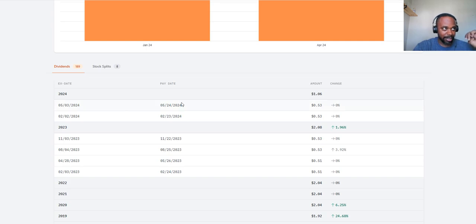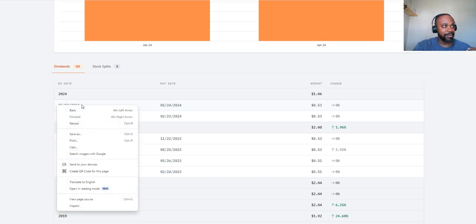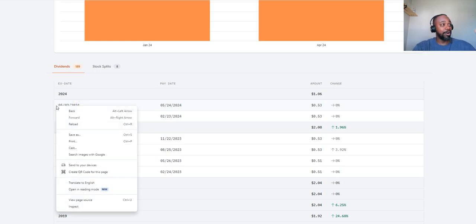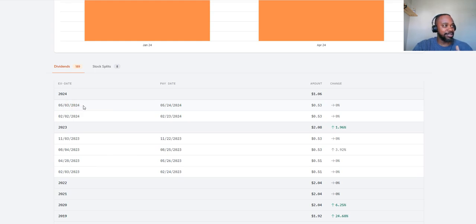And you would have to have bought the actual stock before May 3rd, okay? So if you bought it before May 3rd, you're going to be getting a dividend, okay? Now, this is what this ex date means. It means that you have to have bought the stock before this date. If you bought it on or after this date, you will not be getting the dividend, okay? So that's important to know.